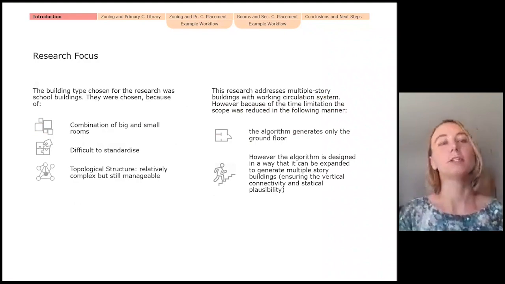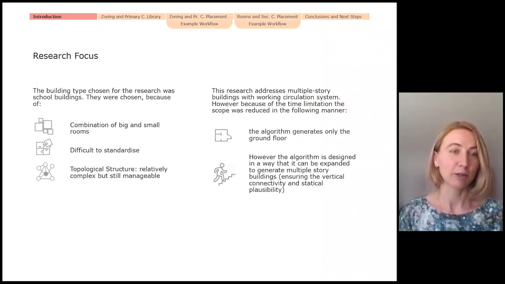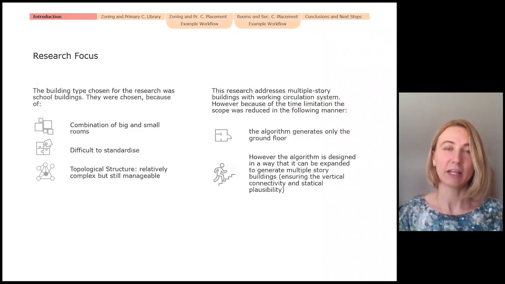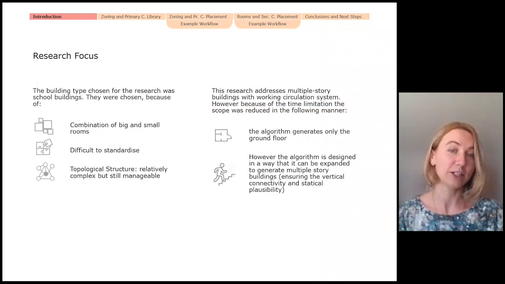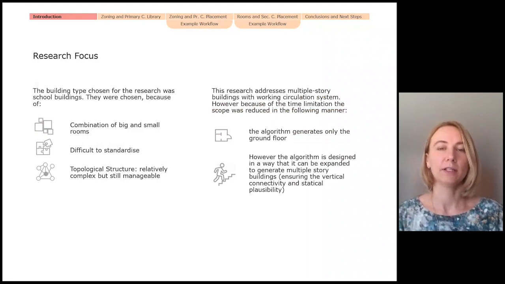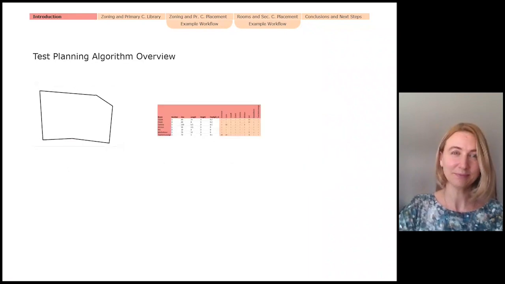The research was focused on school buildings because they have a combination of big and small rooms that is not easy to standardize. The topological structure of schools is relatively complex, but still manageable if they are small schools. The research addresses multiple-story buildings, but as the time was limited, the algorithm was only generating the ground floor. However, it's designed in a way that it can be expanded to generate multiple-story buildings with vertical connectivity, and that would be statically plausible.